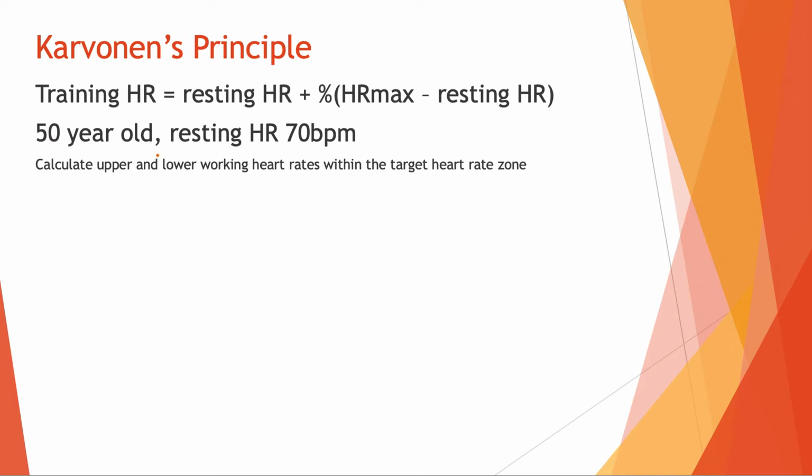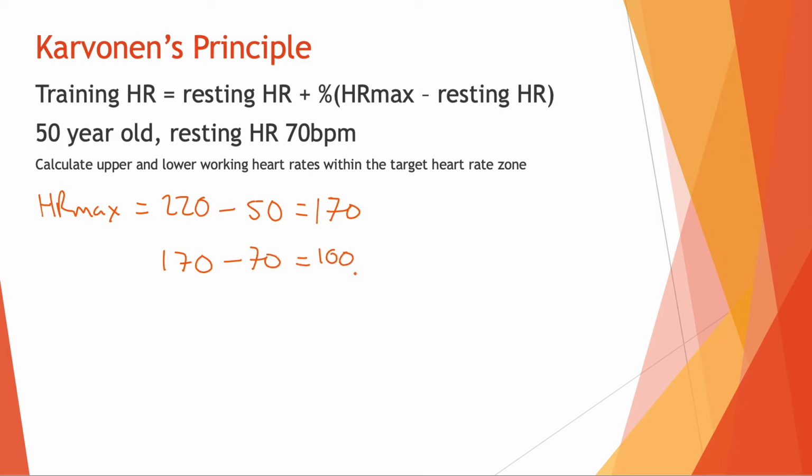Let's have a go at a 50-year-old with a resting heart rate of 70 beats per minute. So we're going to do the max heart rate first, which is equal to 220 minus age, which in this case is 50. 220 minus 50 gives us 170. We're then going to take the resting heart rate from that, so minus 70 to give us 100. So this person's heart rate reserve is 100 beats per minute.